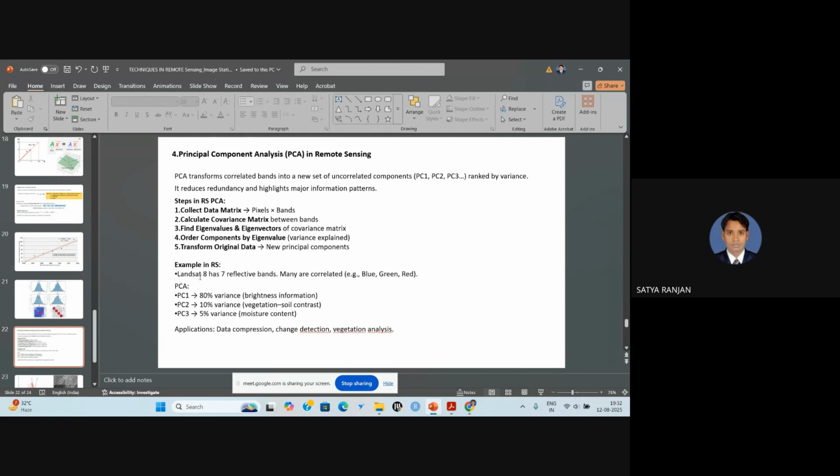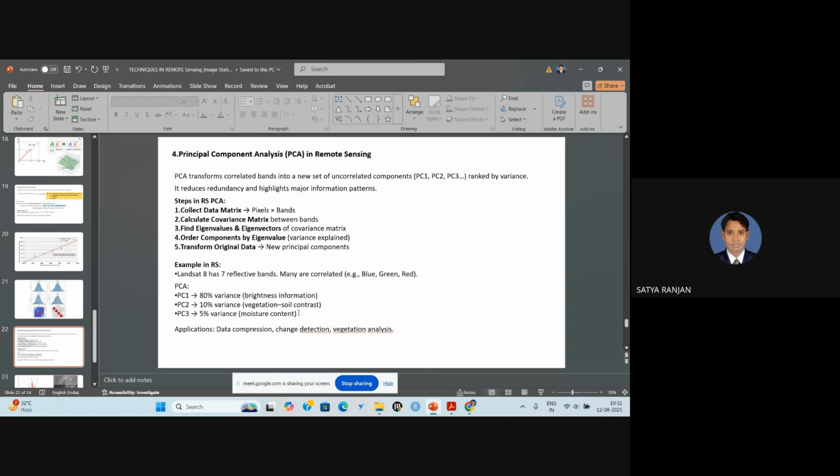So suppose Landsat 8 has 7 reflectance bands and many are correlated: blue, green, red. Suppose PC1, that is principal component 1, has 80% variance, and it gives the brightness information. Then PC2, with 10% variance, is the vegetation and soil contrast. And PC3, with 5% variance, is moisture content.